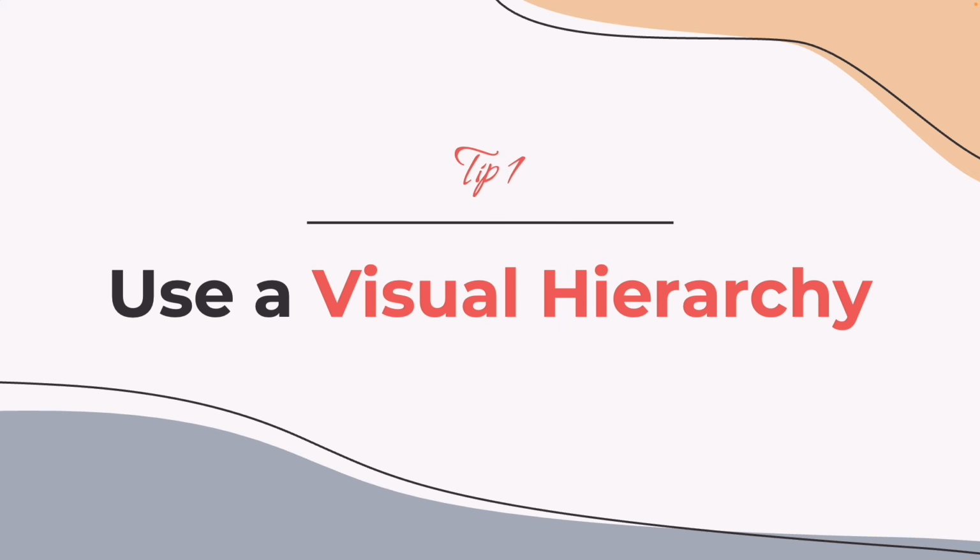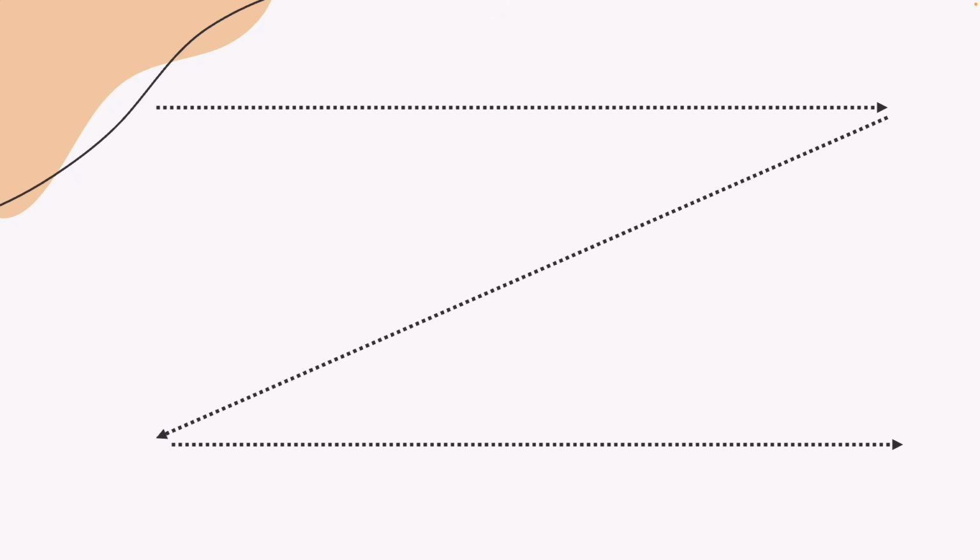Now that you know what your presentation needs to include, let's dive deep into the top tips for designing compelling visuals. And we'll begin with tip number 1, use a visual hierarchy. This means that you need to guide the viewer's eye to the most important elements first. The rule of thumb is to follow a Z pattern that our eyes follow naturally.